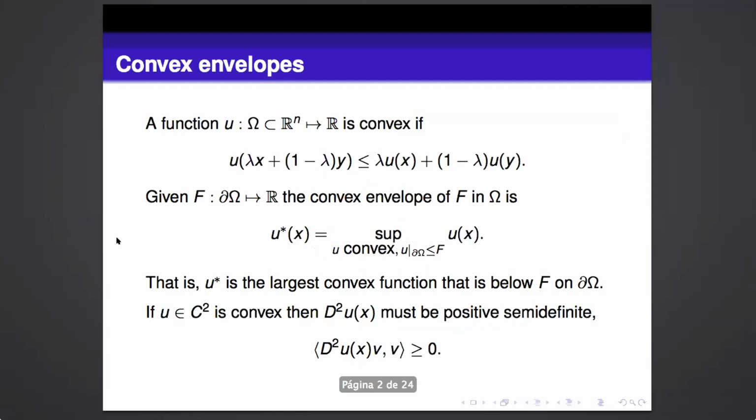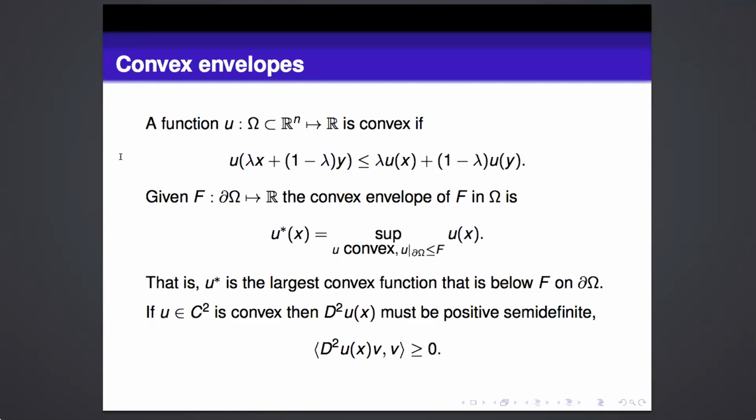Okay, let us start with the simplest stuff. In Rn, if you have a domain omega in Rn and a function u inside omega, u is said to be convex if the value of the function at a convex combination between 2 points is less or equal than the convex combination between the values at the extreme points. That is to say that the graph of u inside the segment that joins x and y is less or equal than the straight line that joins u of x and u of y.